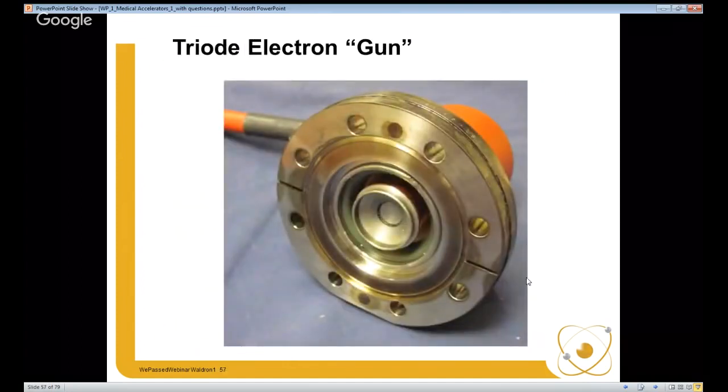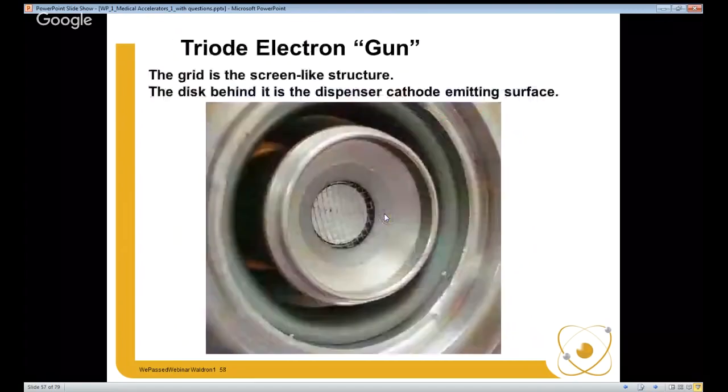Here's a photo of a triode electron gun. Here's where it attaches to the accelerator. This green part is the insulator that insulates it from the anode. So all of this out here is anode. Everything behind it is reflector or cathode. We can see the reflector structure. You can see the grid structure. The silver disc behind it is the cathode surface.